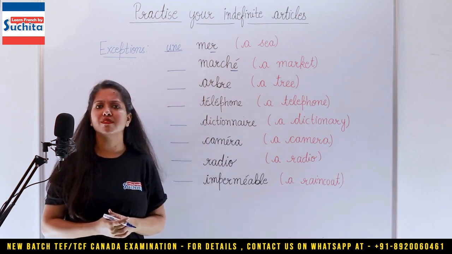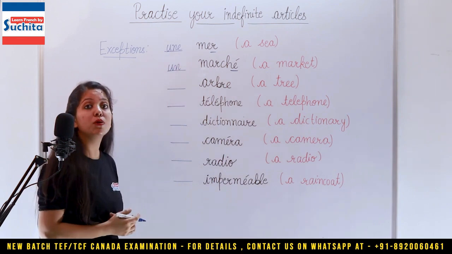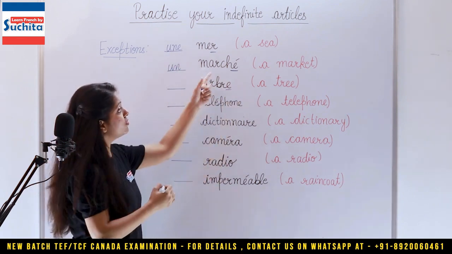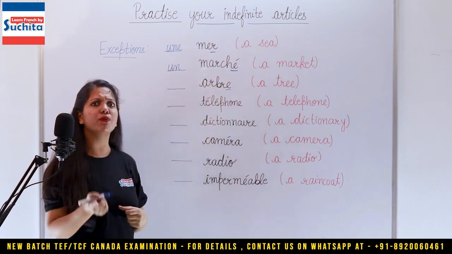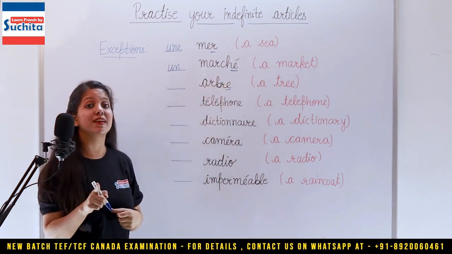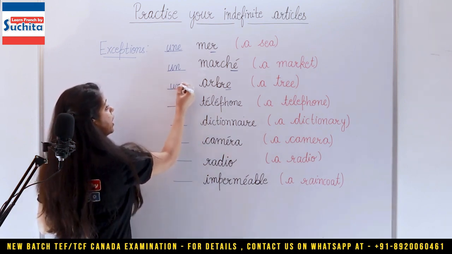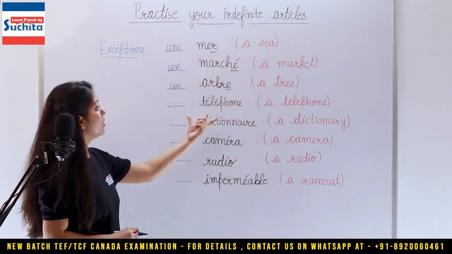Marché, which means a market, is masculine. Alors, un marché. Arbre. Un arbre, une arbre? It is an exception, remember, so the rule becomes opposite. So we say un arbre, which means a tree.